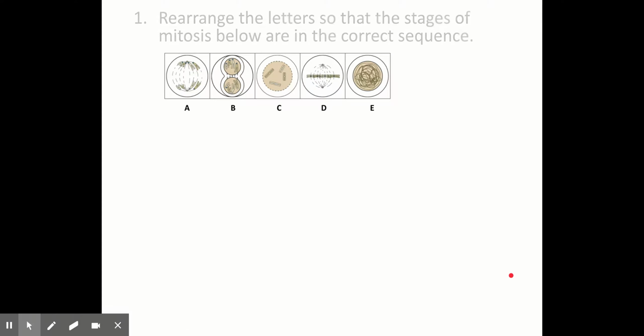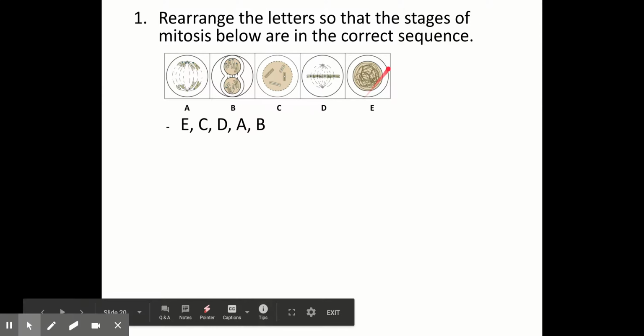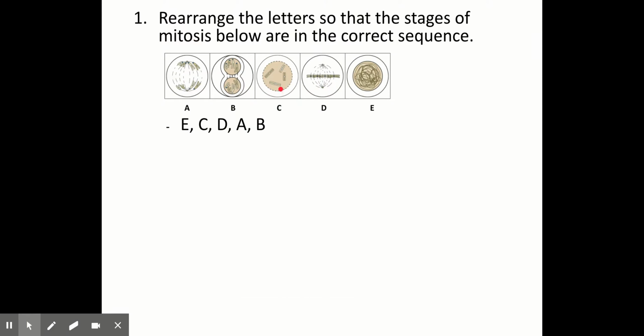Okay, so for the first question, it asks to rearrange the letters so the stages of mitosis below are in the correct sequence. This is a really, really common type of exam question. If we were to put these in the right order, E would be first, then C, because that's showing the chromosomes duplicating. Then it would be D, so chromosomes line up at the equator, nuclear membrane dissolves, spindle fibres become attached. Then it'd be A, the chromatids being pulled apart, chromosomes moving towards opposite poles of the cell. And then finally it would be B, so that's where the nuclear membranes reform into 2 nuclei and the cytoplasm starts to divide.